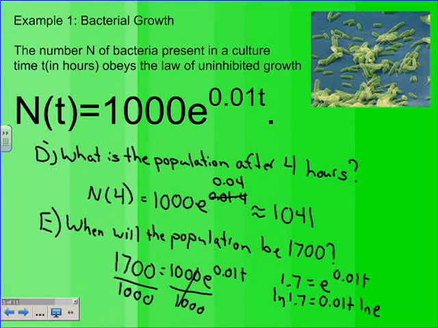Okay, and before that even, the natural log of e cancels out. And then to find our answer, we're going to take the natural log of 1.7 and divide it by 0.01. And that'll give us the time it's going to take for that population to reach the 17.